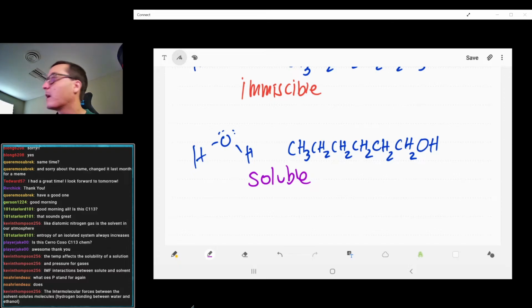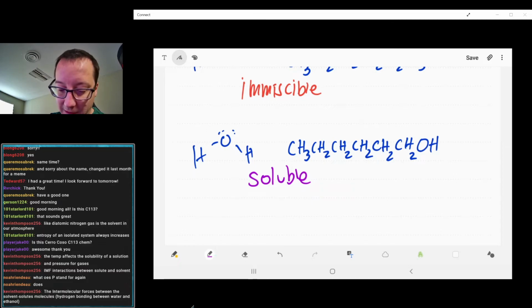Let's go ahead and check Wikipedia to see exactly how much that hexanol would dissolve in water. Hexanol solubility in water: it can dissolve about 6 grams per liter. So that's not a huge amount that can dissolve in the water. For example, if we look at sodium chloride and its solubility in water, we can dissolve 360 grams per liter. So that is 60 times the solubility difference there.